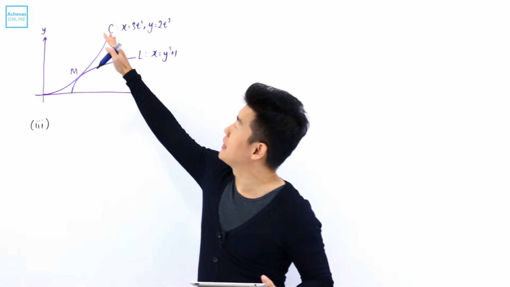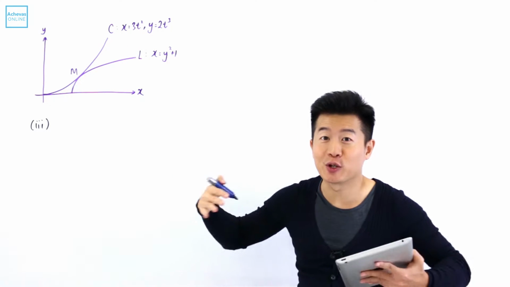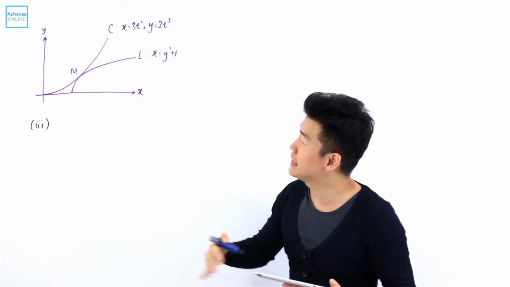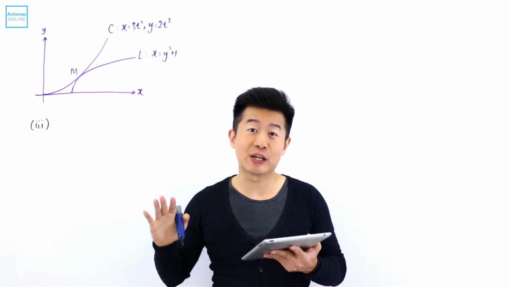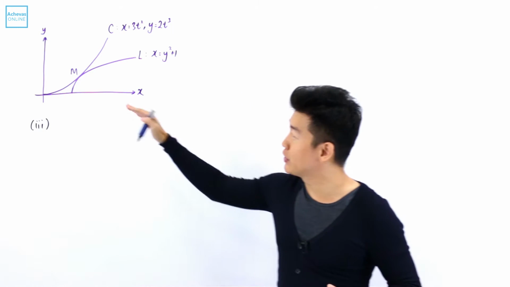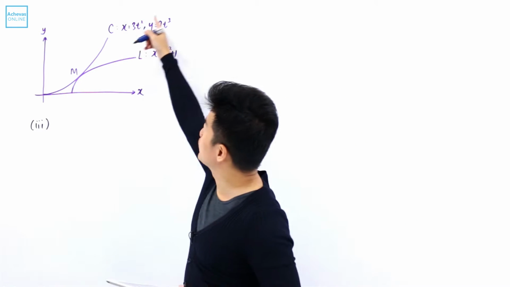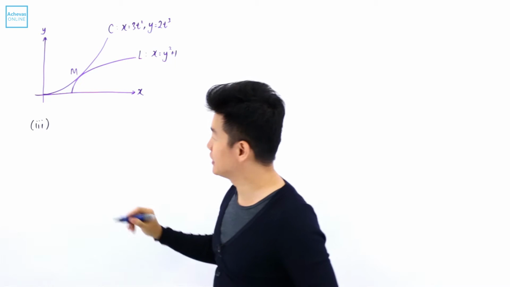And now this curve C and the curve L, they are going to intersect. The point that they intersect is indicated by point M, and what we want to do is to form an equation in terms of t at point M. To do that, I'm going to solve this as simultaneous equations.